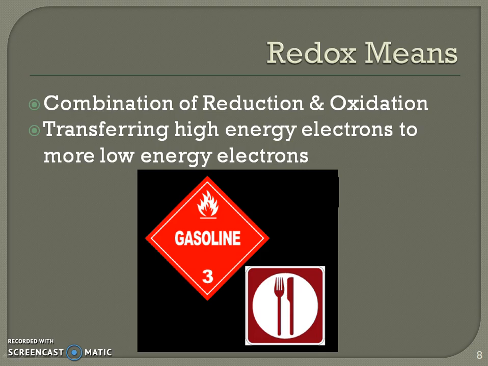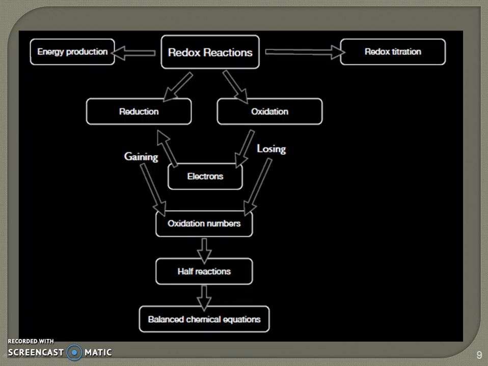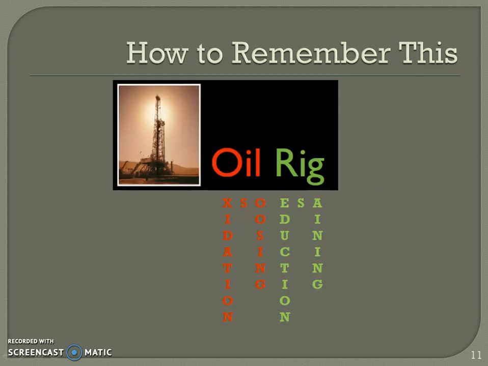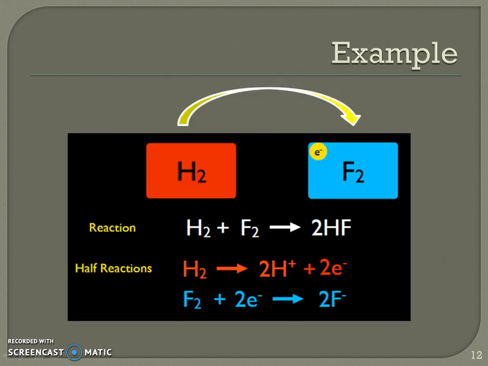He talked about what redox means. Well, it's a combination of reduction and oxidation. In other words, it's just transferring of electrons. Gave you a nice flow chart as he always does, and he talked about these electrons moving always from oxidation to reduction, always from the oxidized substance to the reduced substance. How do we remember this? OIL RIG. And I'm going to give you two other ways to remember this as well.